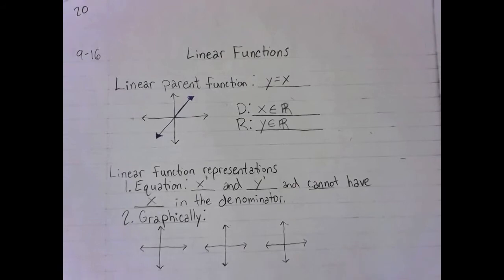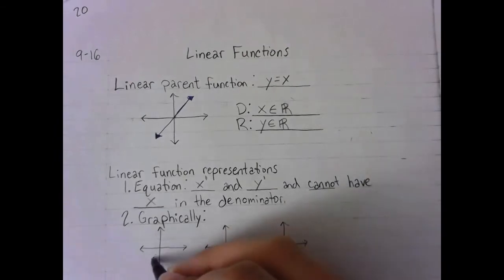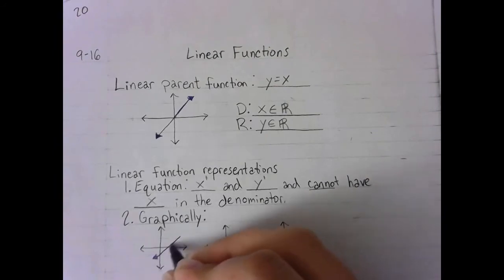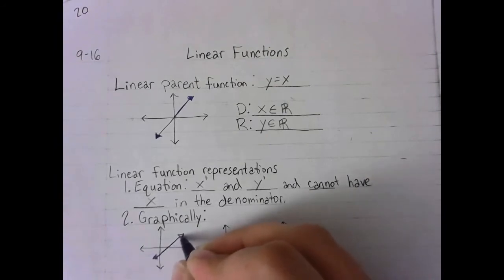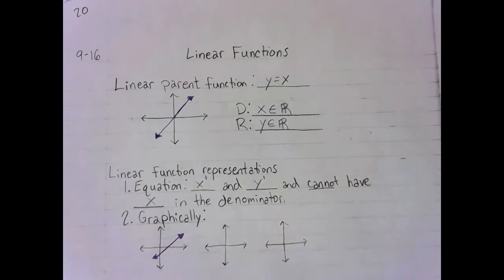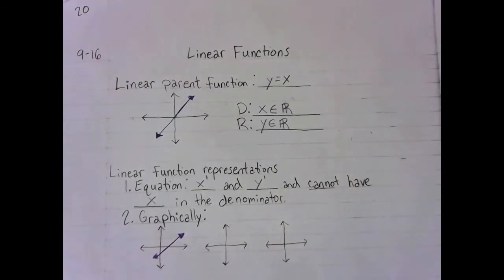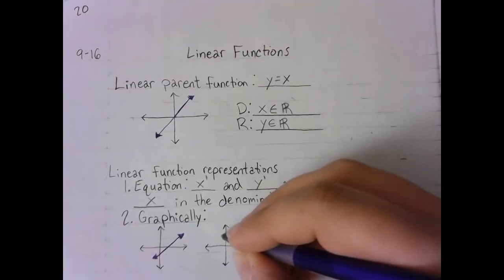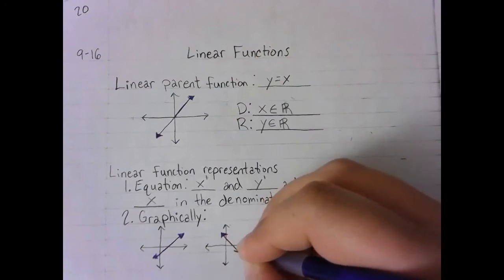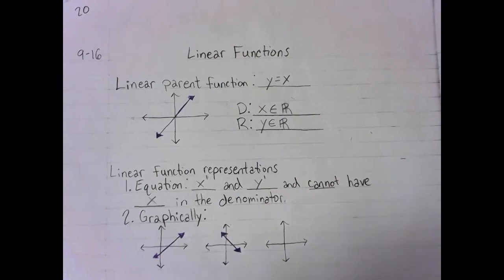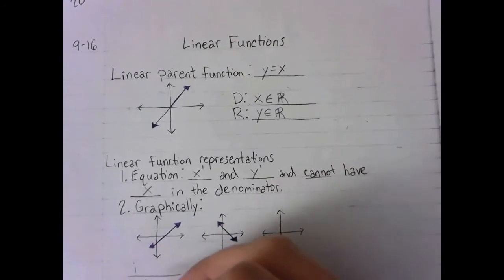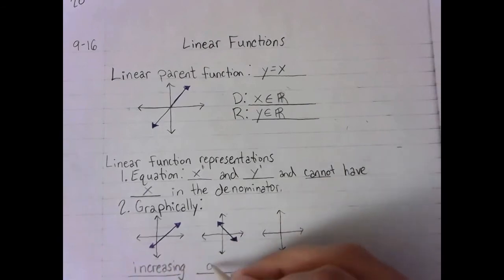Okay, graphically, there are 3 different graphs we could have. So it could be, first of all, it could be increasing. So here's an increasing linear function. It could be decreasing. Here's an example of a decreasing linear function. So let's label those. We could have increasing. We could have decreasing.